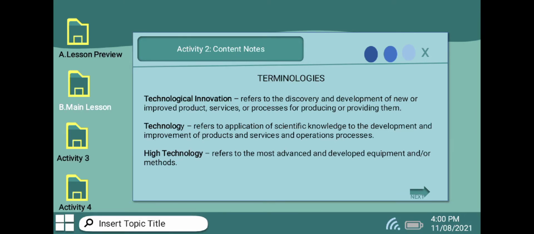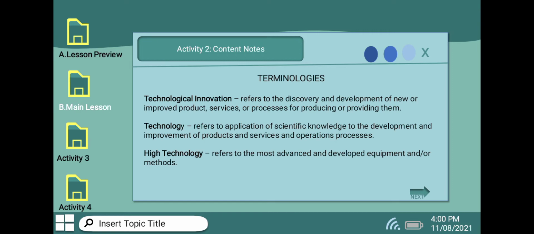And the third one is high technology. What is high-tech technology? It refers to the most advanced and developed equipment and or methods. Okay? If we are going to view and read the meaning of this, mas lalo natin itong maiintindihan. High technology or high-tech is also known as frontier technology. This is the most advanced technology available. It can be defined as either the most complex or the newest technology on the market. This is also opposed to high-touch, which may refer to self-service experience that do not require human interaction.